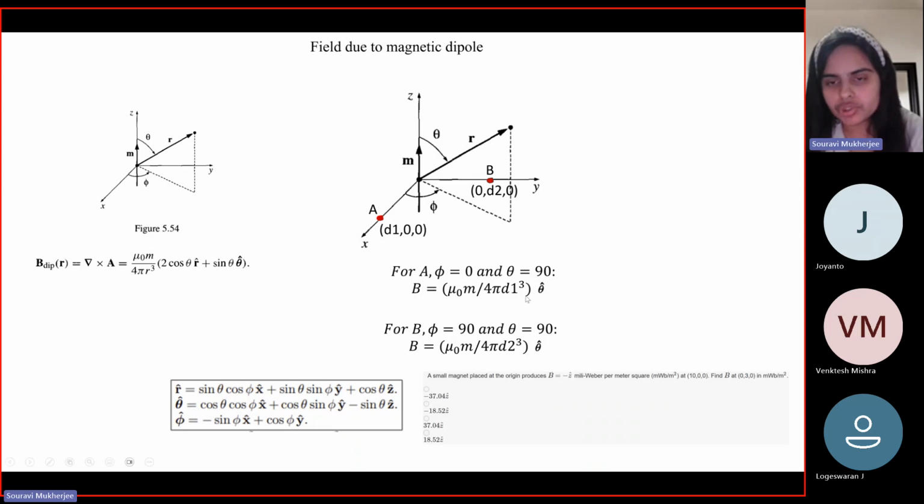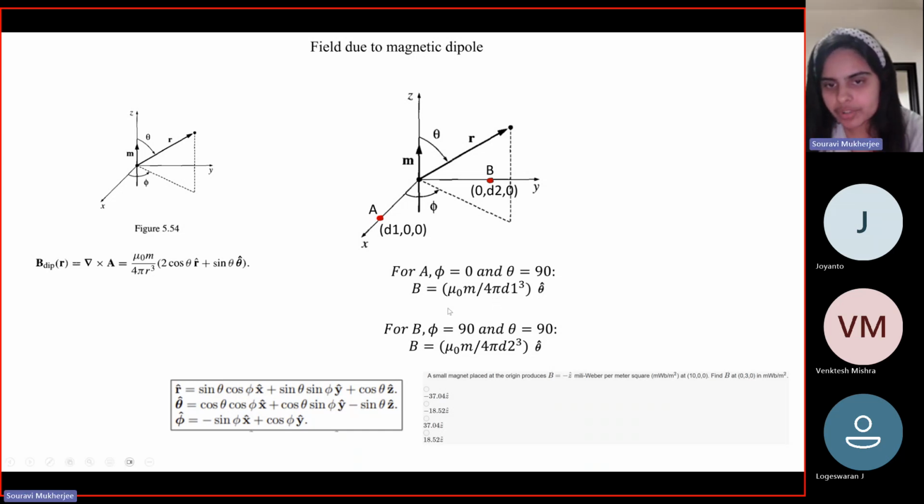So here, when you change from theta cap to x cap, y cap, z cap, theta is 90, right? So the x cap component will go away, the y cap component will go away. So what will remain is minus z cap, right? So this is nothing but mu naught m by 4 pi d1 cube minus z cap, right?